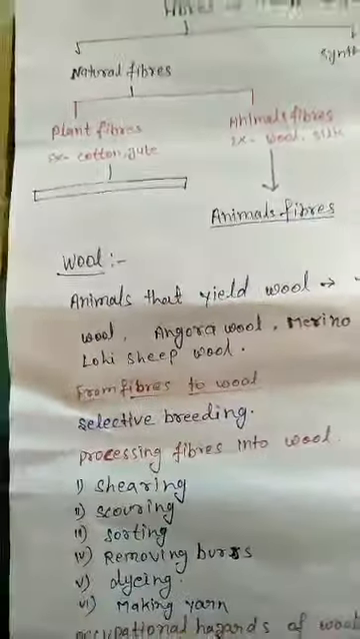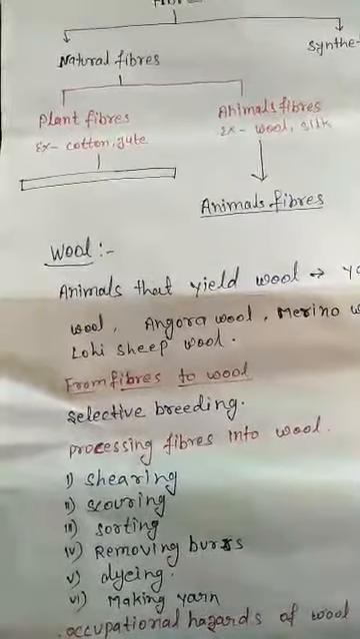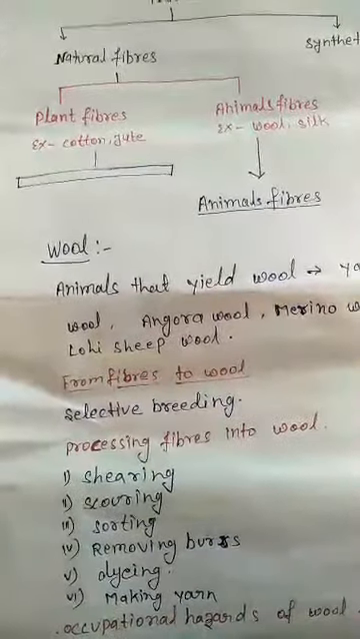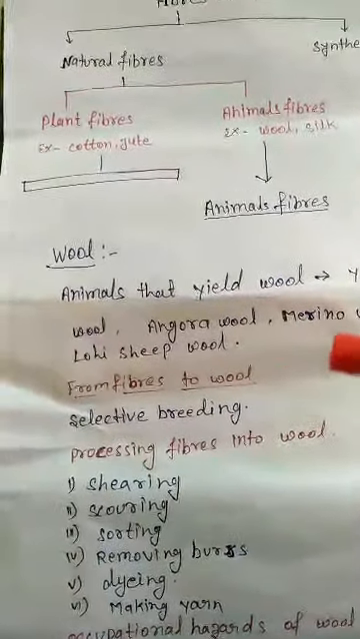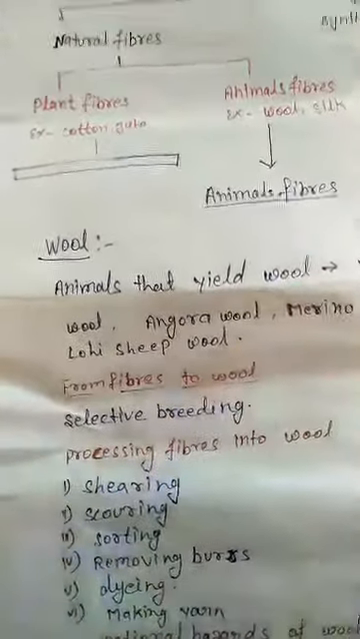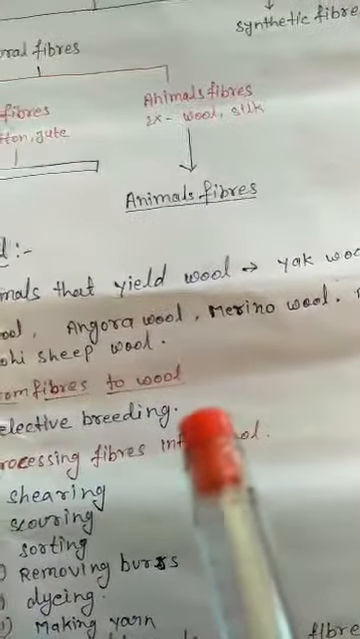Wool is a natural animal fiber obtained from sheep, goat, yak, camel, etc. All these animals have an outer covering of hair which is shaved off to obtain wool. According to the type of animal it is obtained from, there are different types of wool.